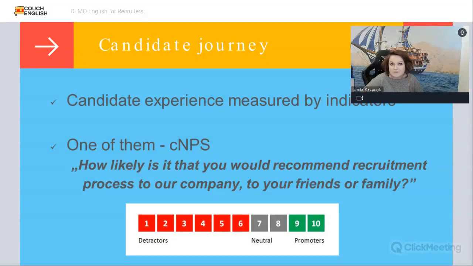It's only about one question, of course. Normally, if we want to check satisfaction, we would have to be a little bit more elaborate in asking the questions. But one of them, which is strictly connected with that particular indicator, is the question which we can see in the presentation. So how likely is it that you would recommend the recruitment process at our company to your friends and family?